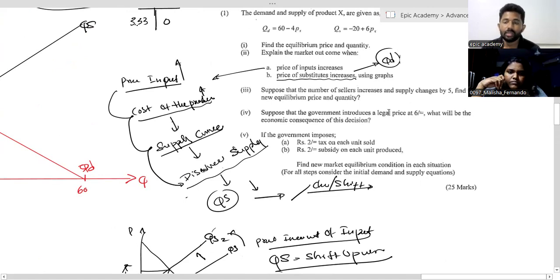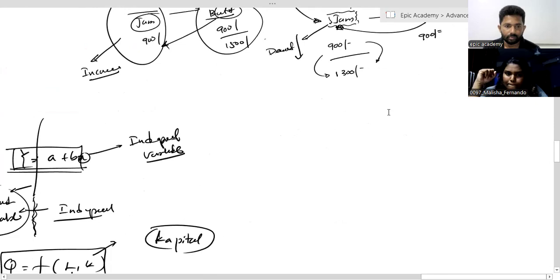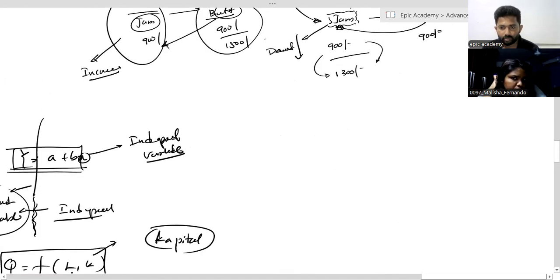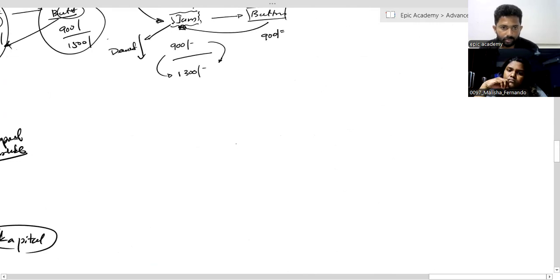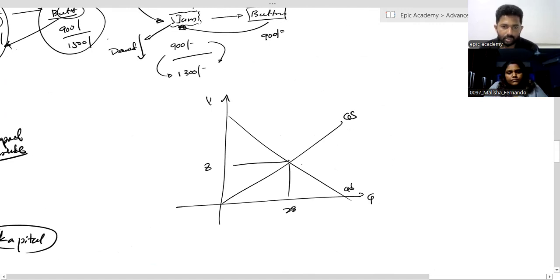So then what happened to the demand curve? It must shift. As an example, the certain QD and certain QS, 8 rupees and 28. Suddenly QD can increase. Something like that.